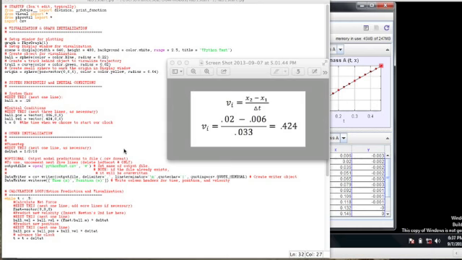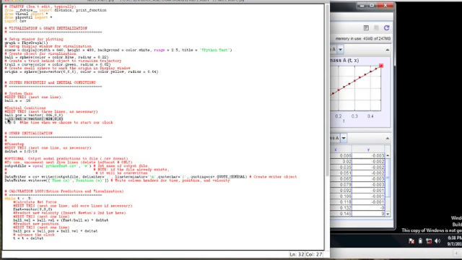In order to calculate the initial velocity vector, I had to use the first two position points given to me through my analysis in Tracker. The equation I used is the velocity is equal to the second x position minus the first x position over the change in time. This was equal to 0.02 in the positive x direction minus the initial 0.006 in the positive x direction over delta t, which was 0.033 seconds. And this gave me an answer of 0.424 meters per second. And that is what I put in Python as my initial velocity vector.